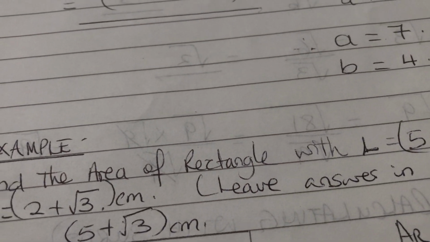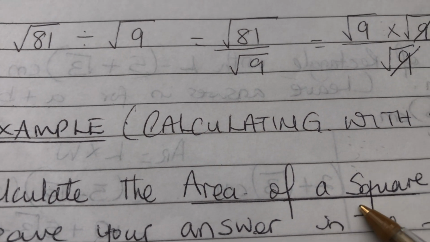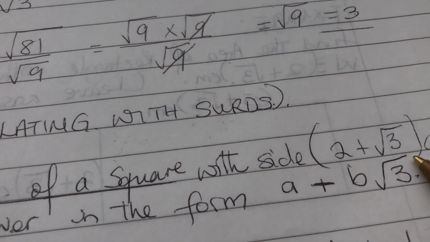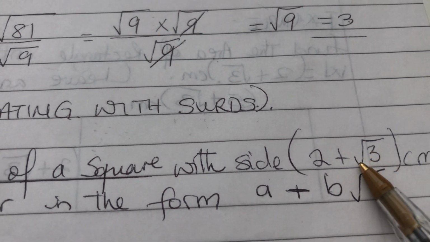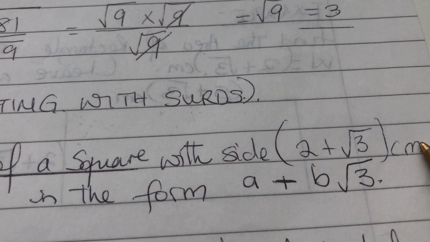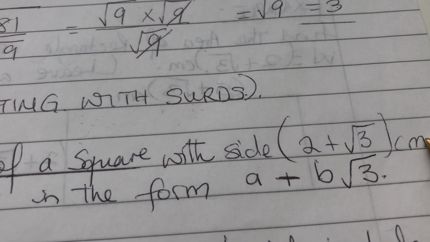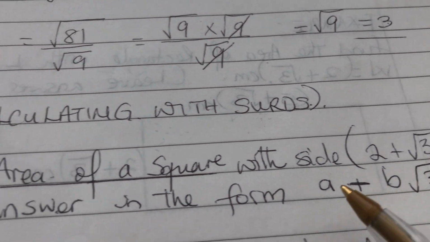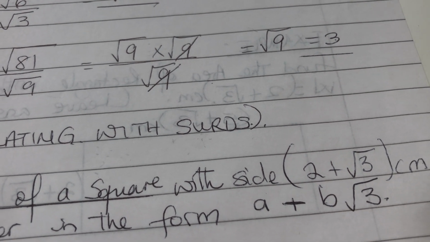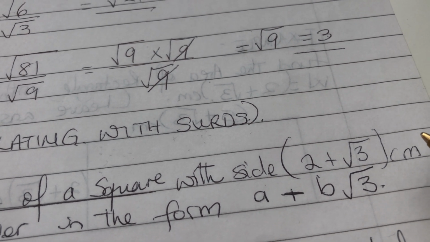So they say find the area. Let me read the question to you before I go on. Calculate the area of a square with side 2 plus square root of 3 centimeters. Remember your unit, please. Now this is the length, but you are finding the area. So whatever you get, it should be centimeters squared.